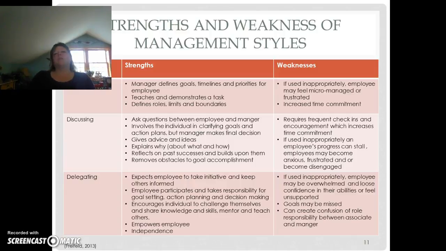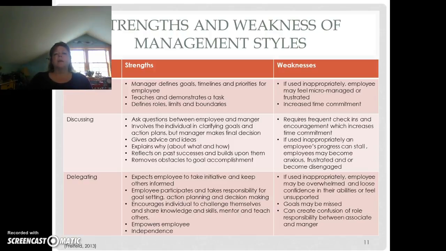So some weaknesses and strengths come with these different styles. So directing: the manager defines the goals, sets the timelines, works with the employee, teaches them and demonstrates their task, defines the roles and helps them develop that way. Weakness can be extended time commitment for this. Somebody that's new to the team does require a lot of mentoring and support and guidance. And if it's used inappropriately, though, the associate may feel micromanaged. So you want to make sure you reduce frustration by directing only when the associate truly needs it, if it's a new task or a new associate.